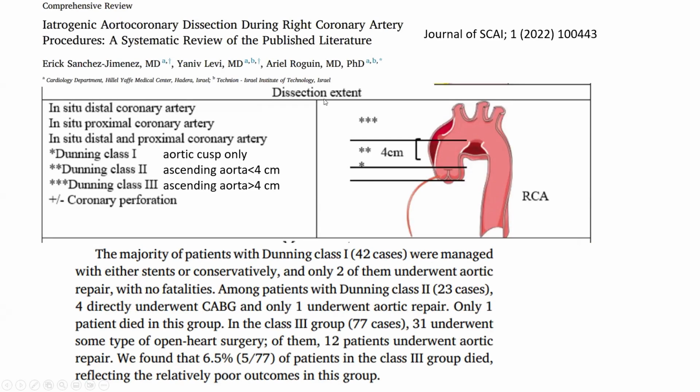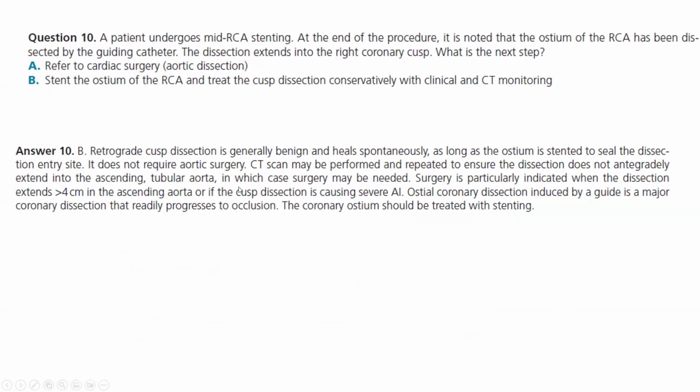So this is a case series from Israel. And in this registry, overwhelmingly, Dunning class 1 and 2 did not require any surgery, and they did very well. Whereas Dunning class 3, a little bit less than half of them required surgery, and 6.5% died. So the coronary dissection that extends retrogradely in the aorta more than 4 centimeters is serious and frequently requires surgery or leads to fatality. And this is a case from my book.